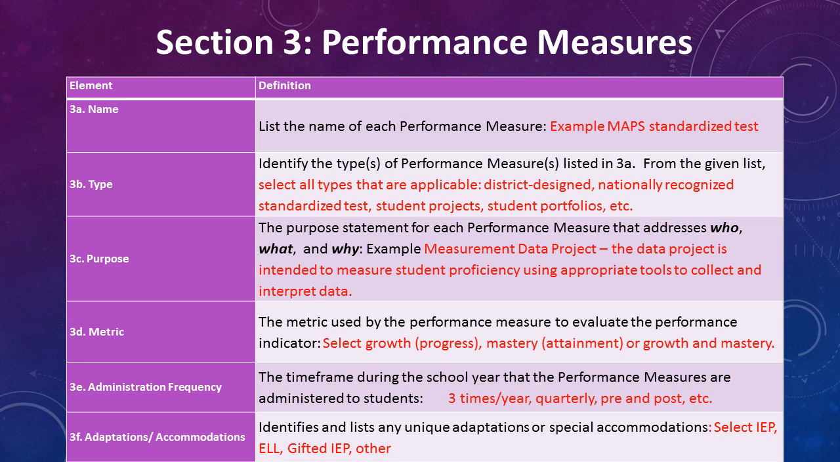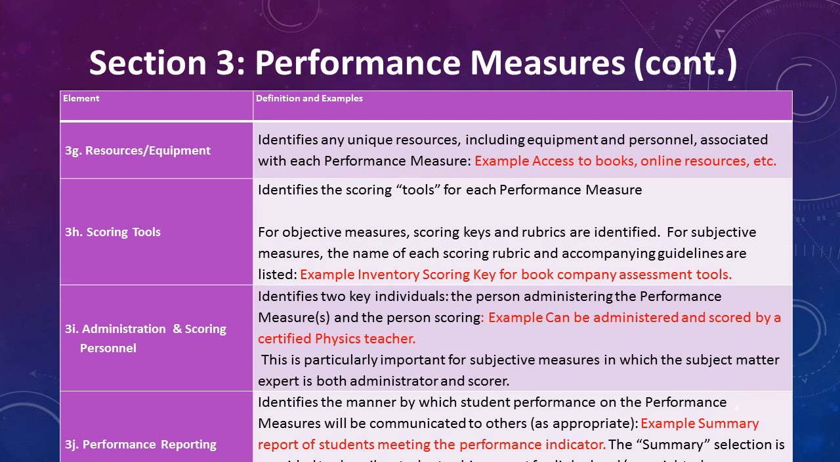The administration frequency would be how many times are you going to assess? So, for example, CDT's MAP scores are 3 times a year. If you're using Keystones, it would be only once a year. If you're using thematic tests, maybe it's once a month. Progress monitoring could be once a week. So it really depends upon, again, what your goal statement is. There's lots of options here in terms of how often are you going to assess with this performance measure. The adaptations and accommodations, that would be for students with IEPs, ELL, gifted IEPs, whatever the case may be. You may need to put some accommodations in there or adaptations.